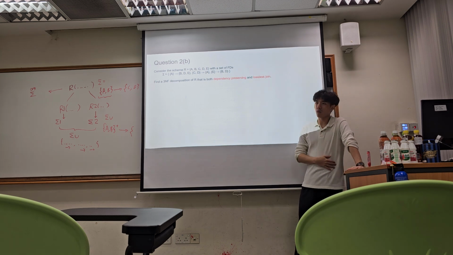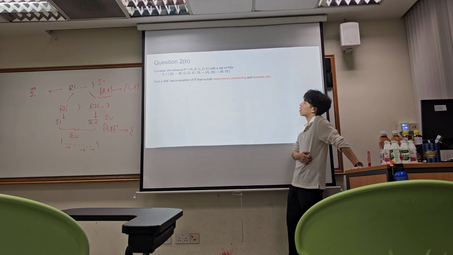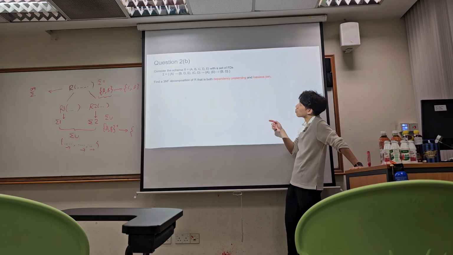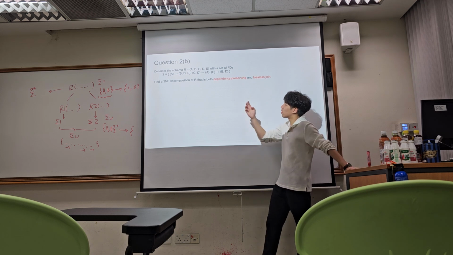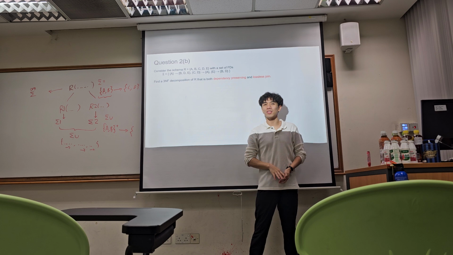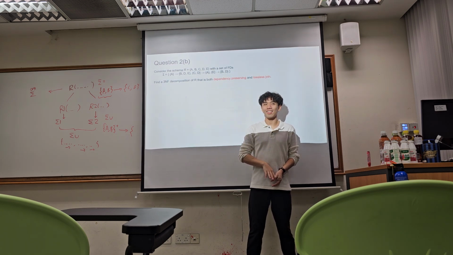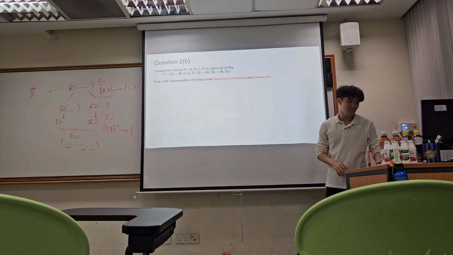Okay. So for question 2b, let's find a 3NF decomposition that is both dependency preserving and lossless join. Okay, familiar? Which algorithm should we use? Algorithm 5. Yes, correct. Why can we use algorithm 5?